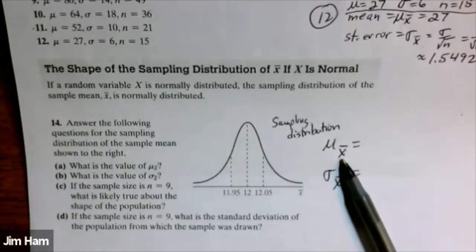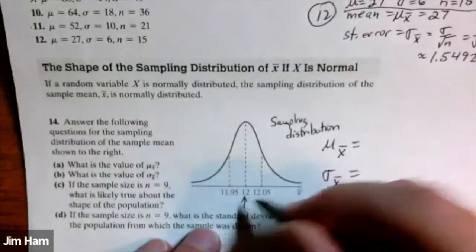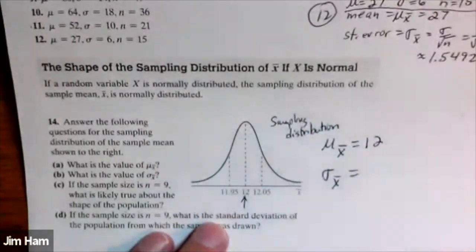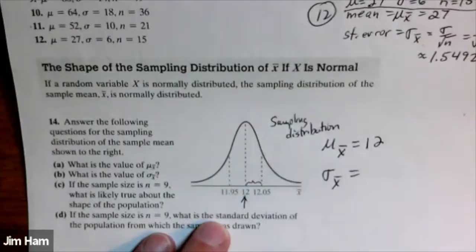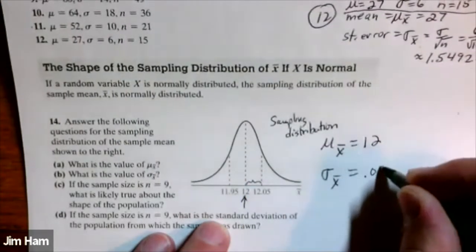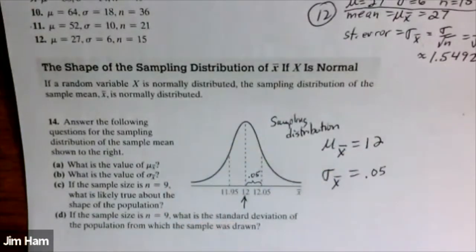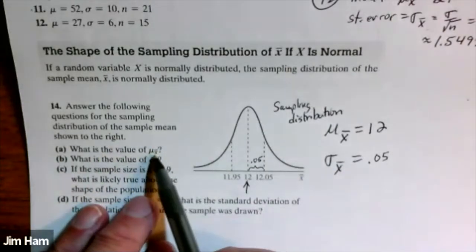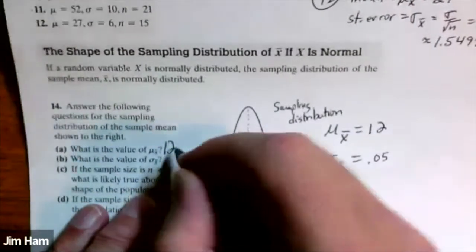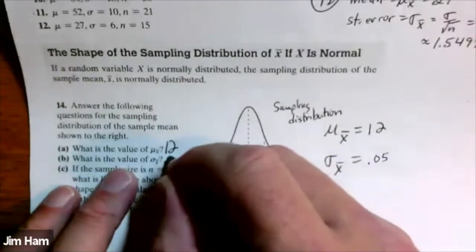They told you that this one here was the sampling distribution. So the mean of the sampling distribution is the mean right in the middle. So there it is, 12. And then the standard deviation is equal to this. And it looks like you're jumping by 0.05 as you go from 12 to 12.05. All right, so some of these, like this one, it's just a matter of reading the graph. I think we've done that over here, 12. And then the value of the standard error, again, is 0.05.